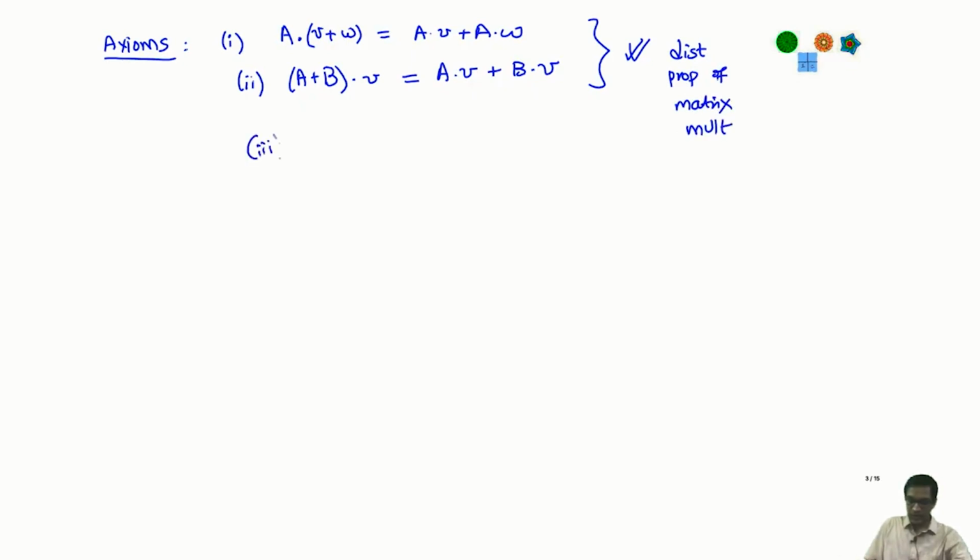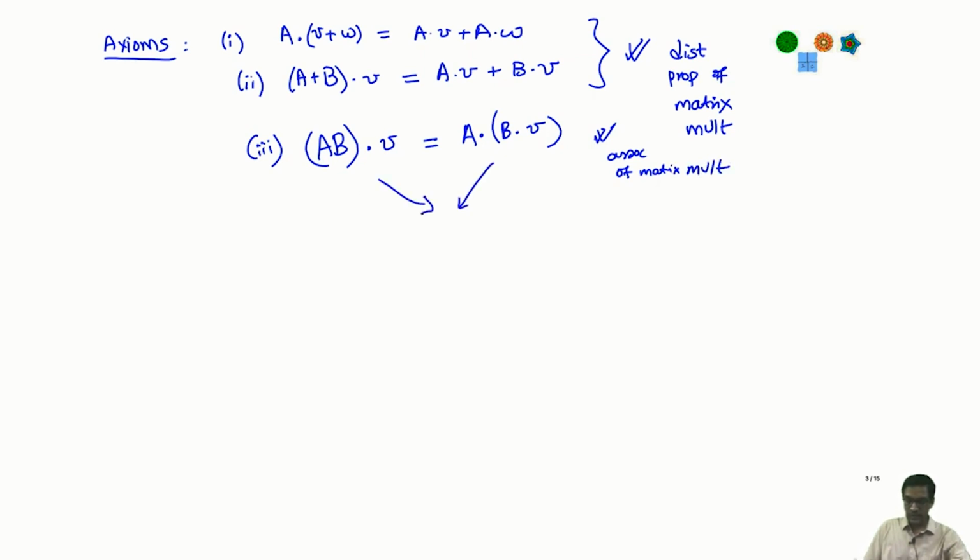Now axiom 3 was if I take a product of two matrices A and B and scalar multiply with v, it should give me the answer of repeated action, A acting on B acting on v. But again, this is just the associativity of matrix multiplication, because both sides are just the product of the three matrices A, B and v. Okay, and finally the identity.